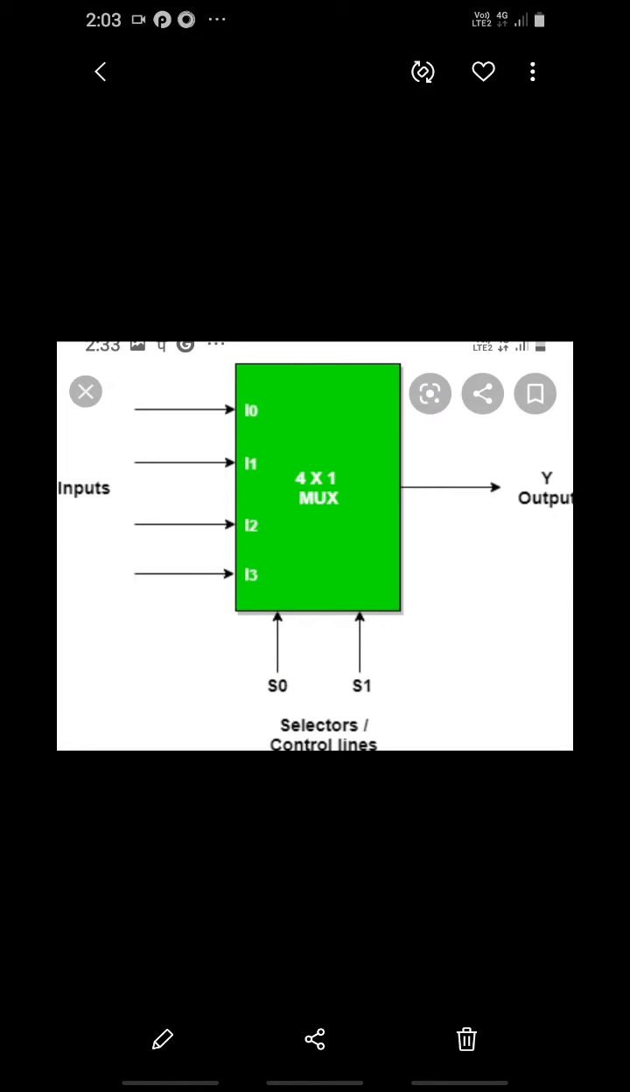Today I am explaining about the multiplexer. Multiplexer means many into one. A multiplexer is a combinational logic circuit with many inputs but only one output. The multiplexer can act as a controlled multi-position switch.